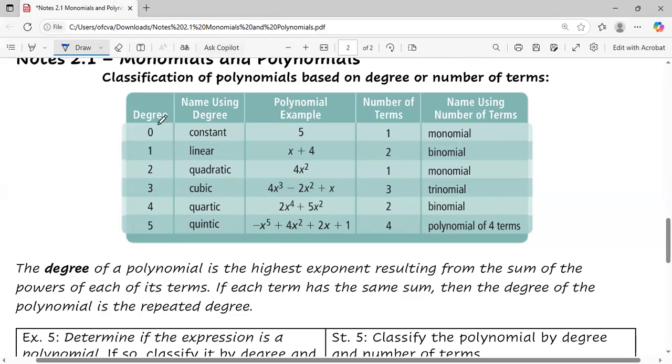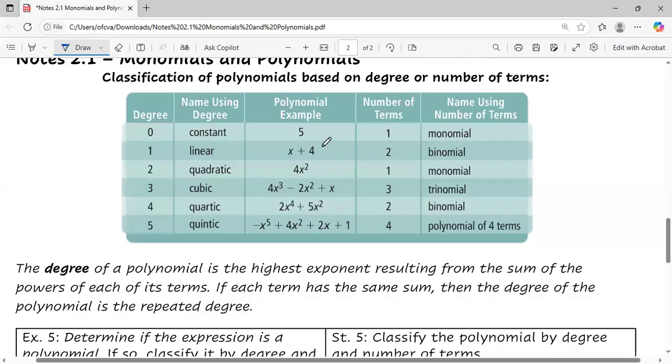So by degree, a degree 0, for example, will be a constant. Like we talked about before, constants don't have a degree. They have a degree of 0. For you to have a degree, you have to have a variable. So degrees are applied only to variables. Now, because this is one term, you call that a monomial. Now, look at linear. Anything with a degree 1 is linear. But if you look at this example, because you have 2 terms, that's a binomial. So this is called a linear binomial. Linear because of the degree, and binomial because of how many terms you have.